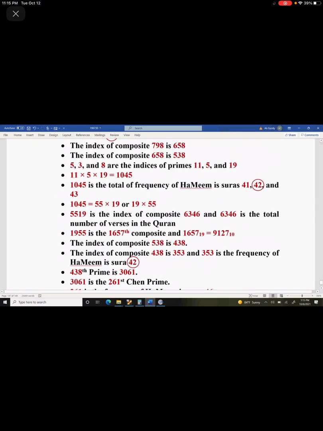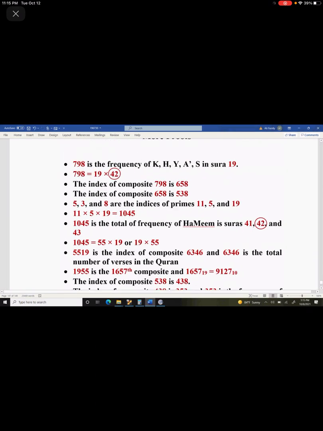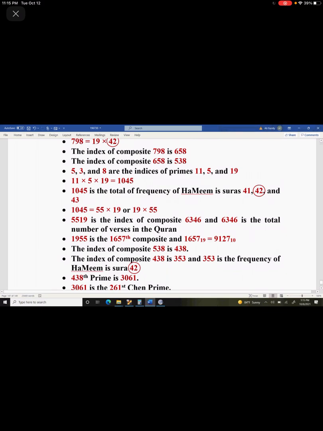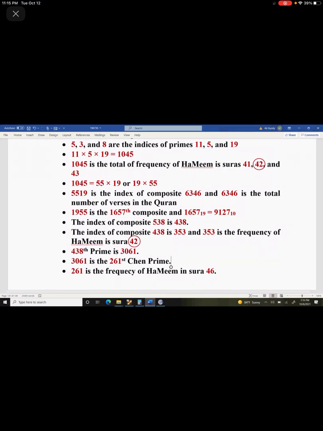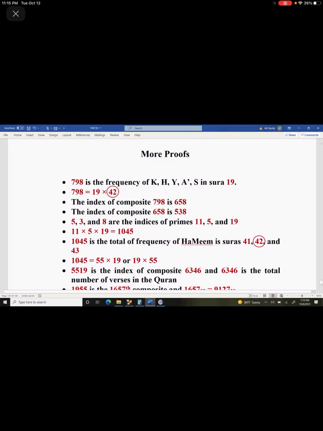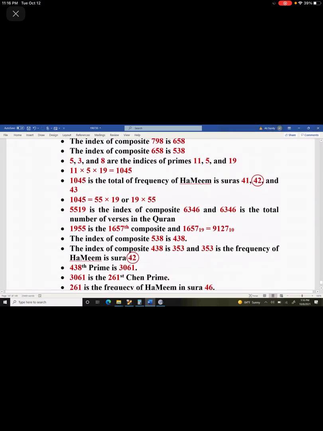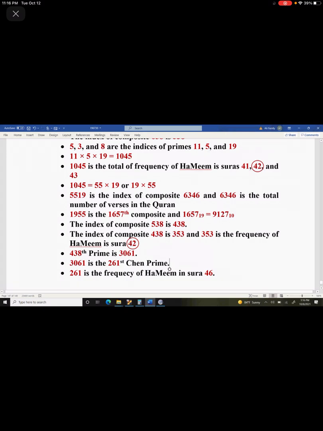Remember now, 798 is 19 times 42. That is why, because it's going to generate the number of Hamims in chapter 42. So we started with the number of Kaf Ha Ya Ain Sad in chapter 19, which is 798, and ended up in the number of Hamims in Surah 41, 42, 43. Then we ended up in Surah 42, how many Hamims it has, which is 353.